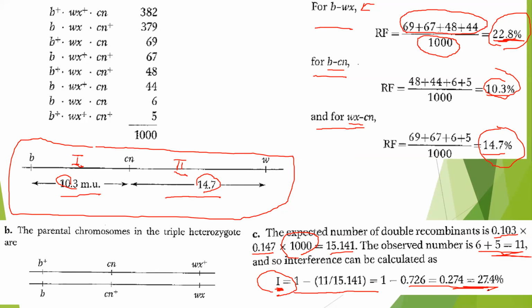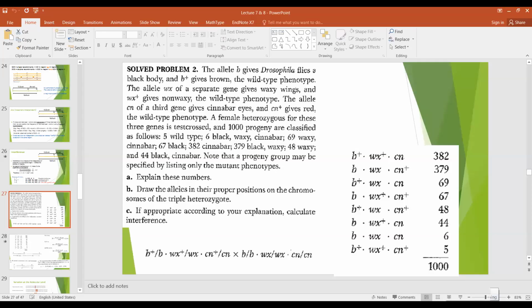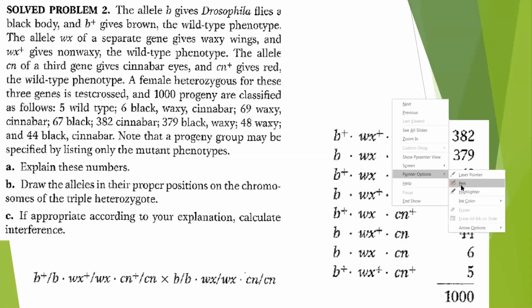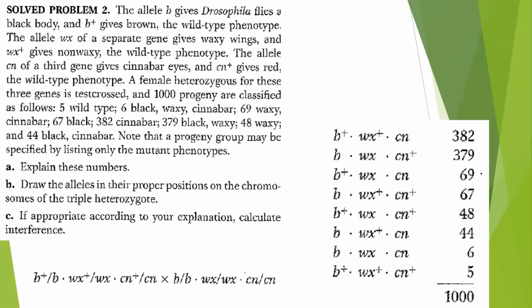I had a question. For the previous slide, I didn't really understand. Could you explain again how you knew that CN was the one in the middle, and what the numbers are again?